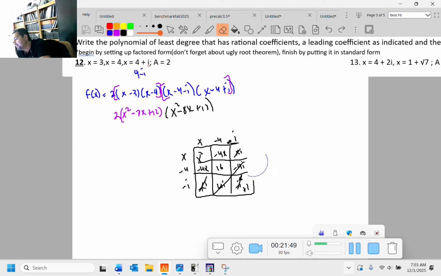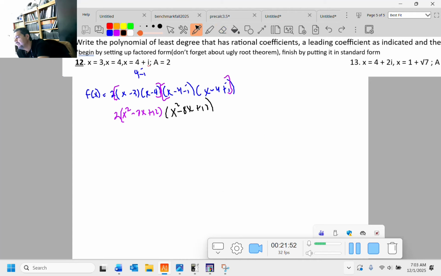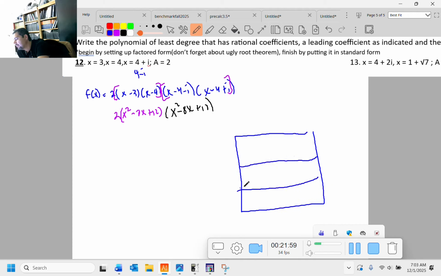Alright, next move here. Need another box. That is one issue with the box method. You need a lot of space. Alright, so I'm going to lay x squared minus 7x plus 12 down along the side. I'm going to go to work. x to the 4th, negative 8x cubed. That's a 17, believe it or not. 17x squared, minus 7x cubed, plus 56x squared.